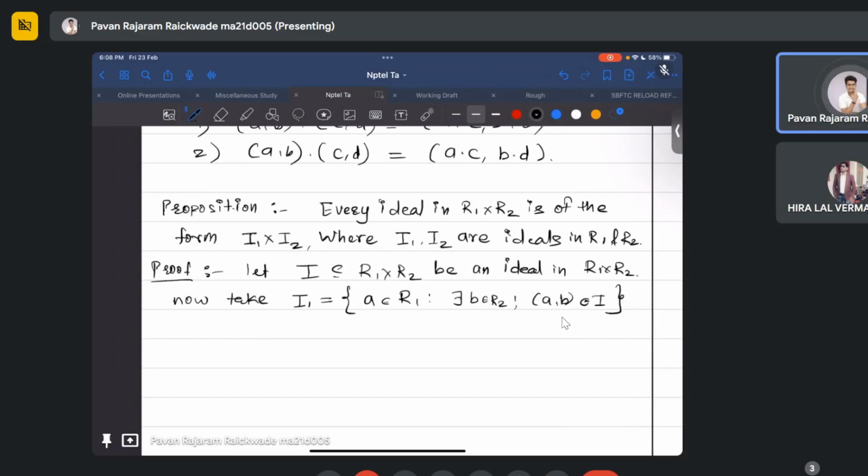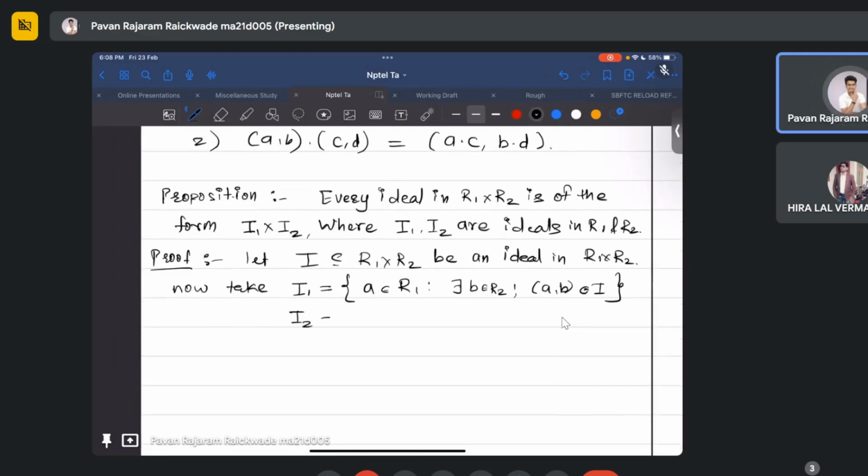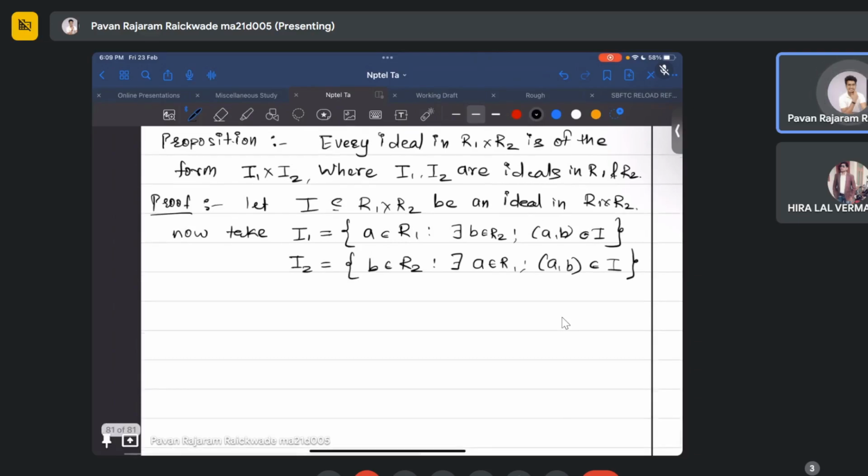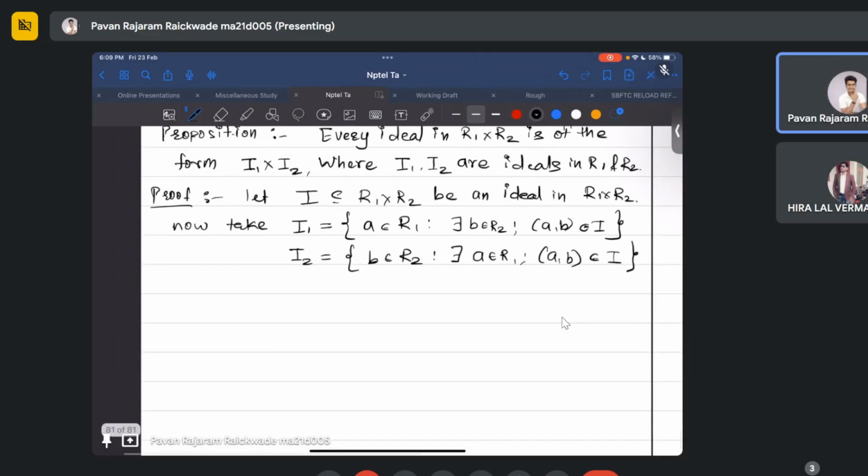And similarly I2 is the set of all b belonging to R2 such that there exists some a belonging to R1 with the property that (a, b) belongs to I. That's all. If I collect things like this, then we want to prove that I1 and I2 are ideals, and that I will be I1 cross I2, of course.